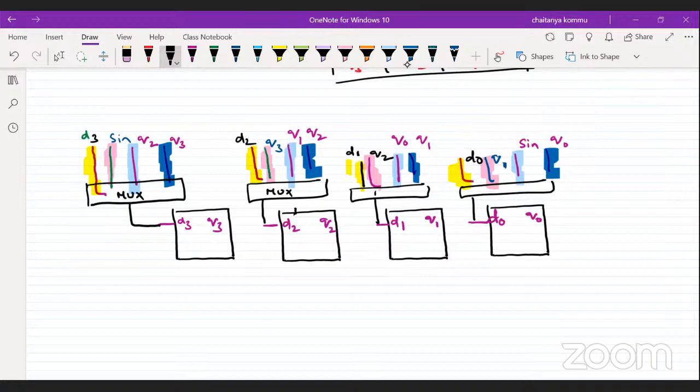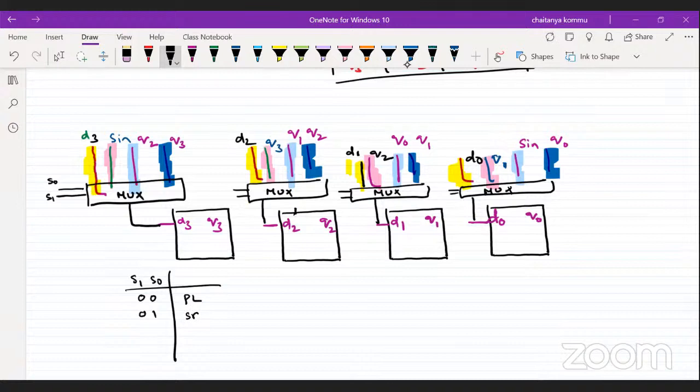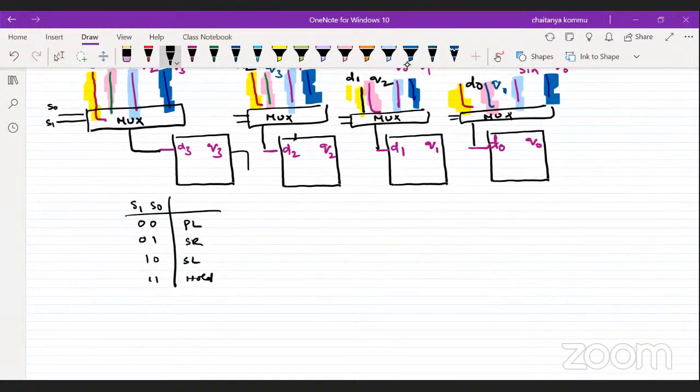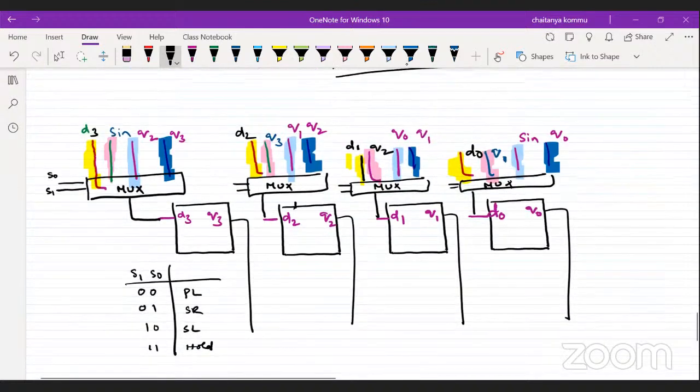What is the size of the mux? It's a 4x1 mux. So what is the selection line here now? A 2-bit selection line. All the muxes have the same selection line, S1, S0. 0, 0 is parallel loading. 0, 1 is shift right operation. 1, 0 is shift left operation. 1, 1 is holding operation. Right? So this is what my universal shift register looks like.